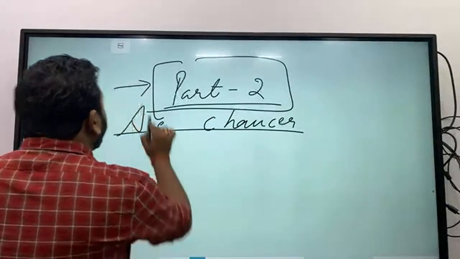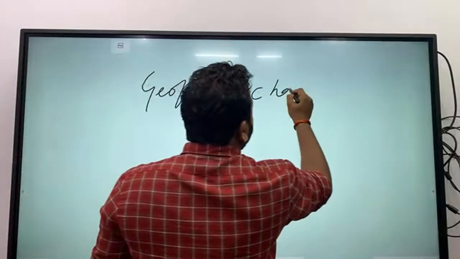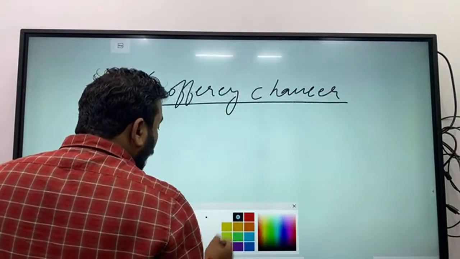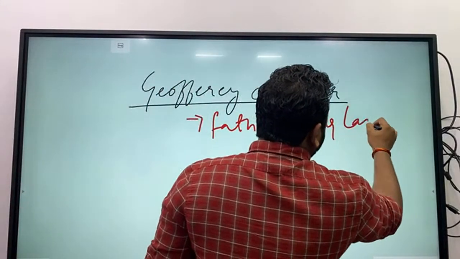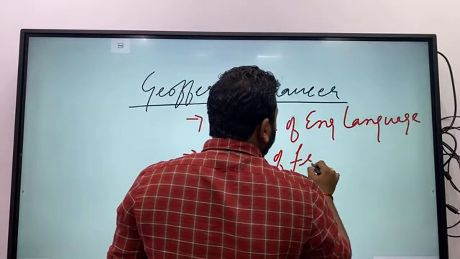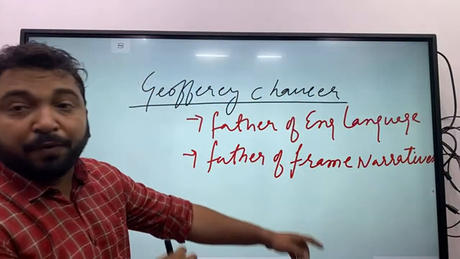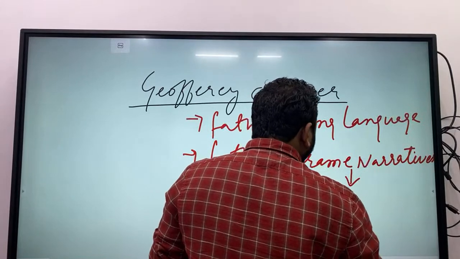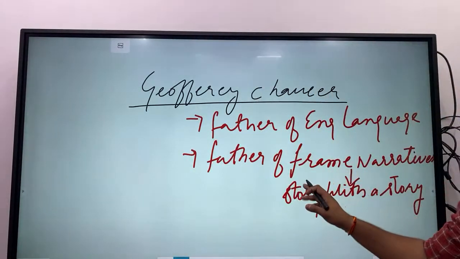So the very first thing that I want to tell you, remember this thing, we'll talk about Geoffrey Chaucer. He is the first writer in English, first person to write in English, and technically also has multiple references. Sometimes we call him father of English language. Father of frame narratives. You will ask, sir, what is frame narrative? Many of you will simply ask, what is frame narrative? Frame narrative is story within a story, just like Hamlet. Story within a story.